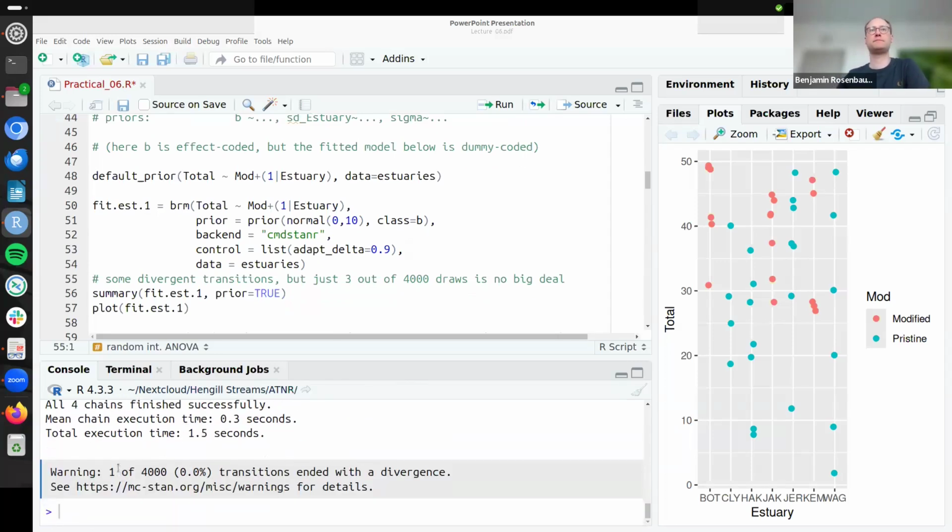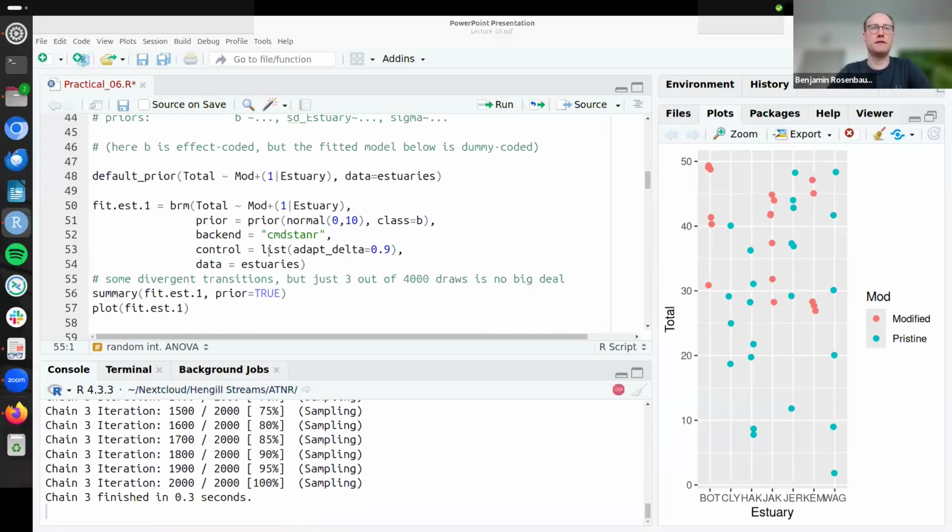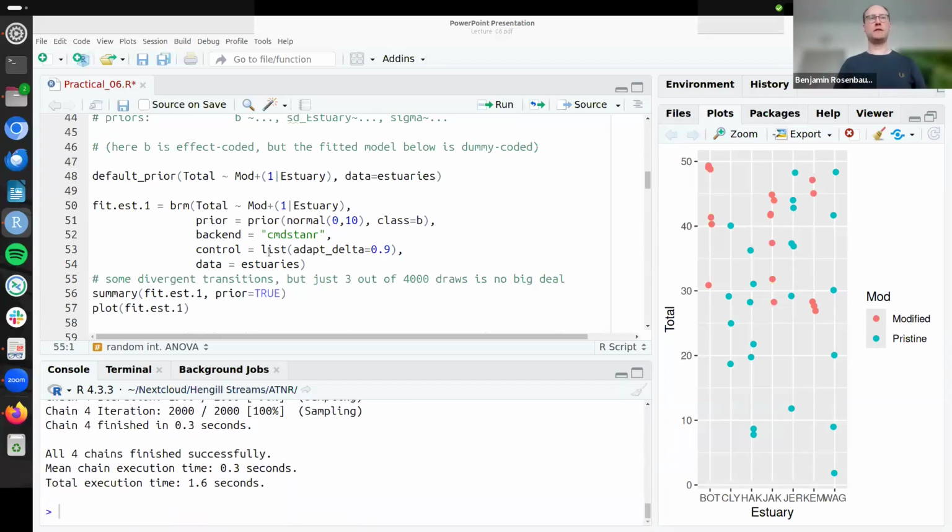Here we go, perfect. So whenever you have these divergent transitions, this means either you specified something wrong in your model, or that the posterior is maybe difficult to approximate, and this can easily happen in mixed effects models. But often this can be solved by using this different control parameter. This makes the sampling a bit slower, and it can be substantially slower if you have a huge data set or a very complex model. But here it was just a couple of seconds fitting in total, so this is fine.